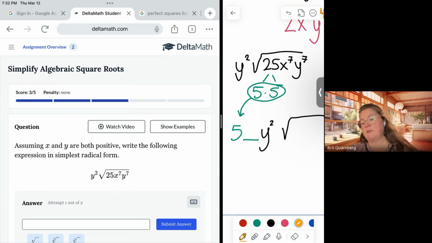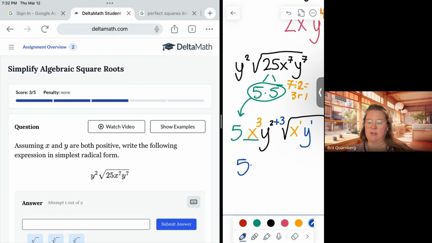So then for both of these, 7 divided by 2 is 3 remainder 1. So for the x's, we have x to the 3rd and then 1 x remains on the inside. For the y's, I'm going to add 3 to the y's, but then 1 remains on the inside. So my final answer will be 5, x to the 3rd, y to the 5th, square root of xy.